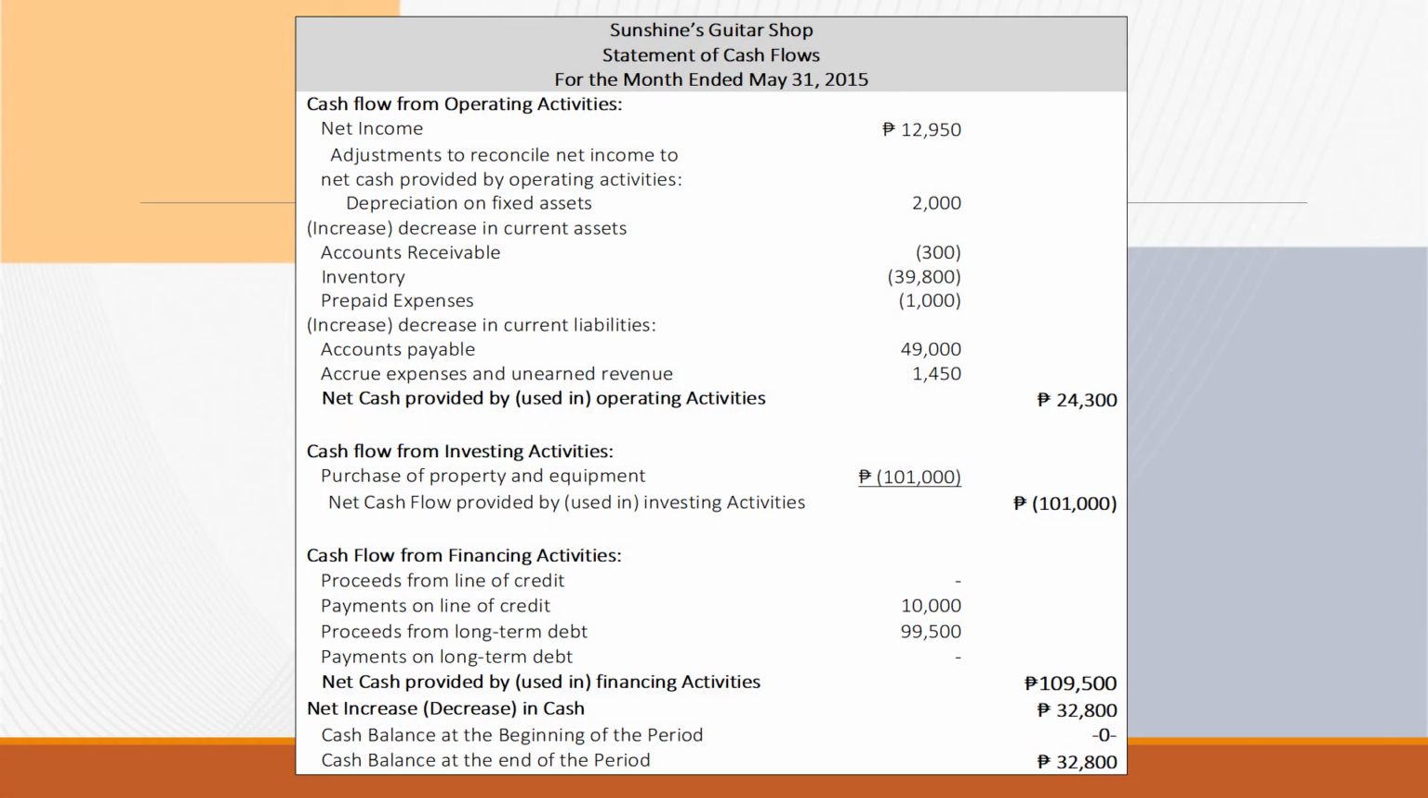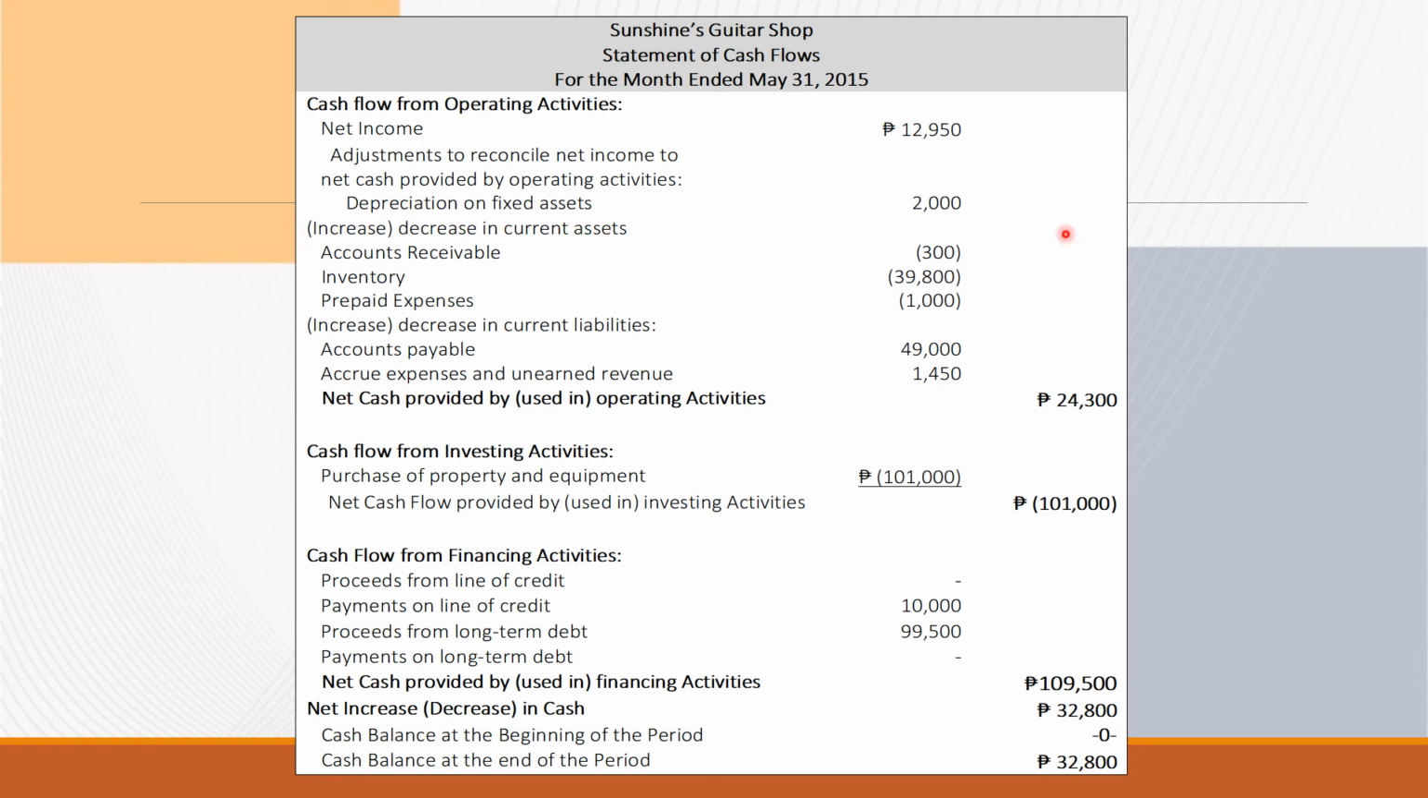Let us analyze this example. Sunshine's Guitar Shop, statement of cash flow for the month ended May 31, 2015. Let us start with the cash flow from operating activities. We have here the net income, and then followed by the adjustments. So adjustments to reconcile net income to net cash provided by operating activities. First one, the depreciation on fixed asset. We have here 2,000. And then increase or decrease in current asset.